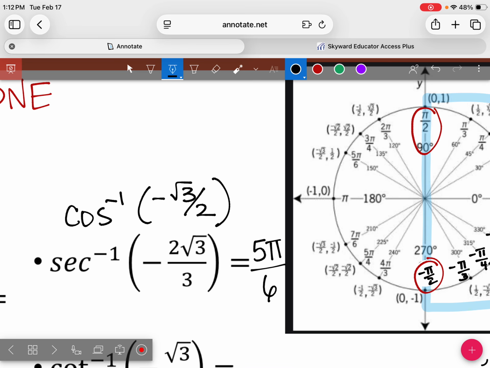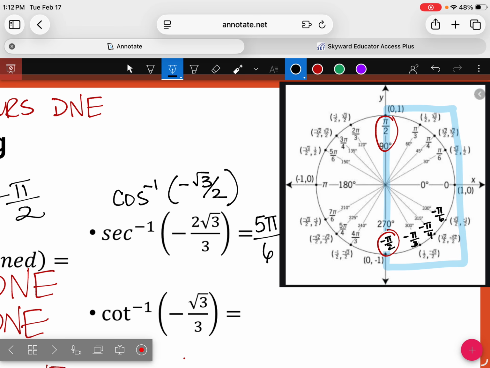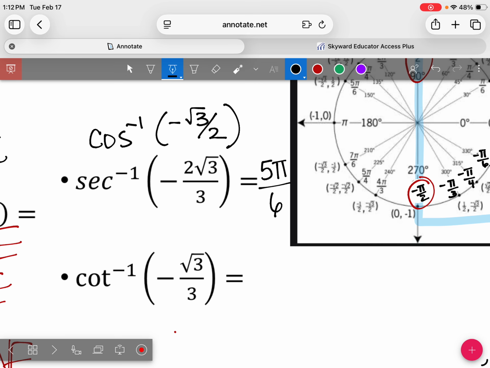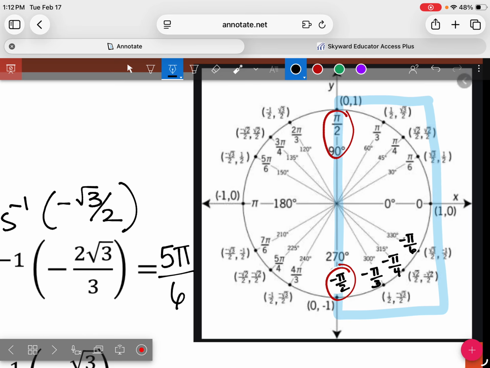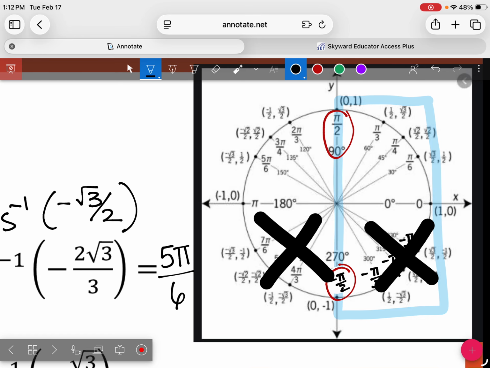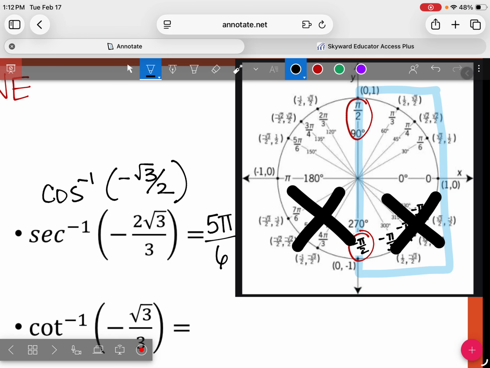All right, and then again, now these are the hard ones, okay? These are the hard ones. The more you do it, the easier it'll become. But to find cotangent is x divided by y, right? Okay, let's start there. Cotangent is quadrants 1 or 2. All right, so that tells me that I'm not looking in 3 or 4. Also, because it's a negative, what else am I going to cross out?